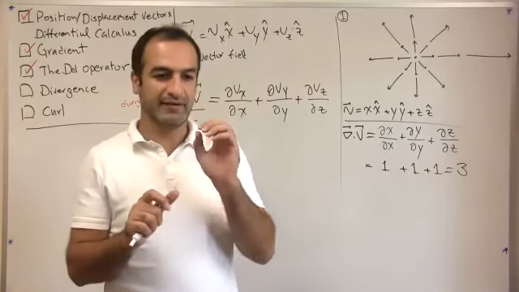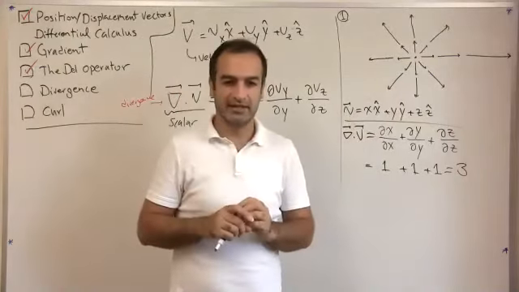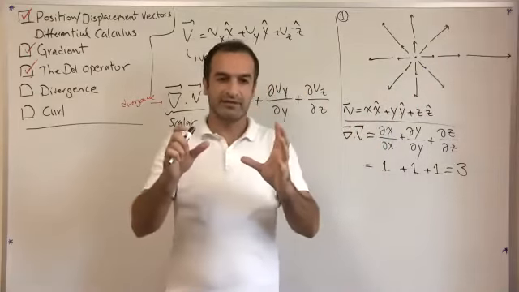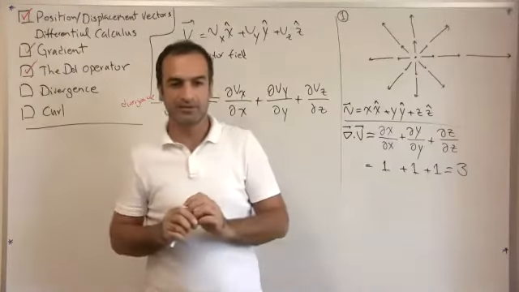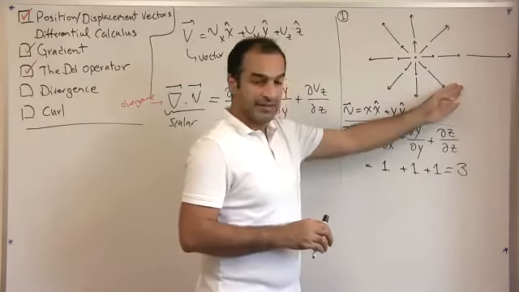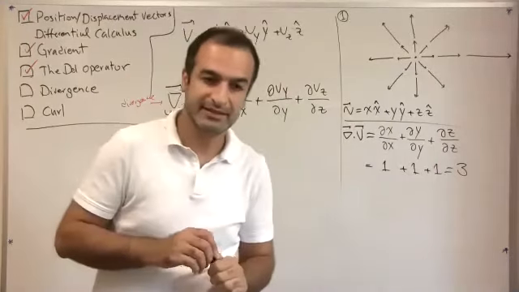That means at every point in space, something is diverging. Wherever you are, you have these vectors, and they are sort of diverging from one origin. So this type of vector field has a positive divergence. Any questions? Yeah, I do.